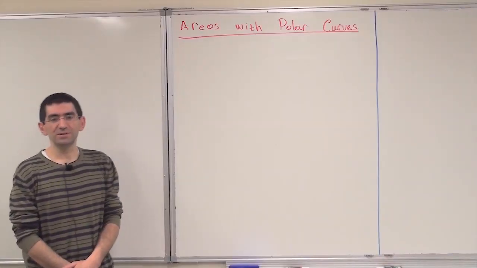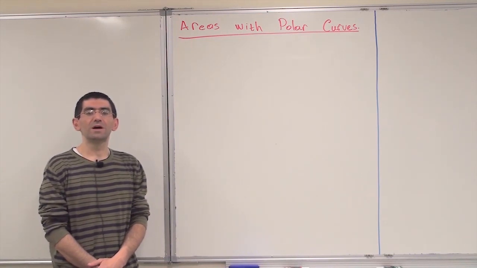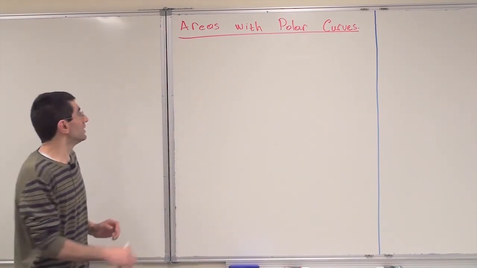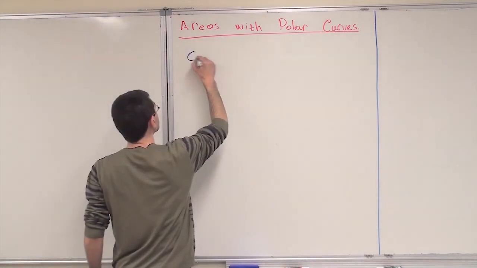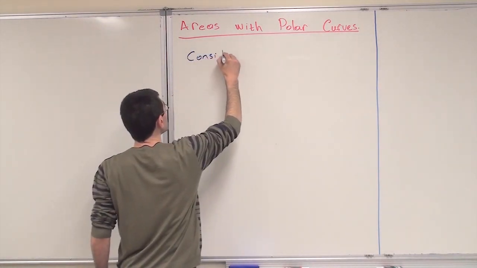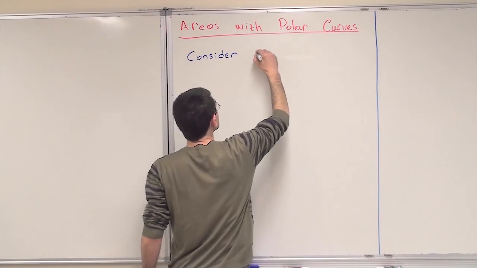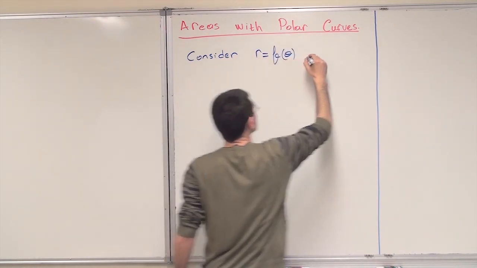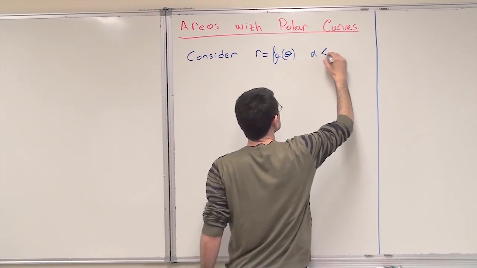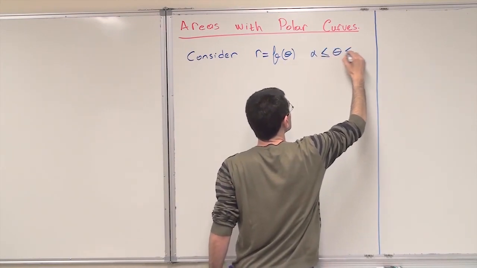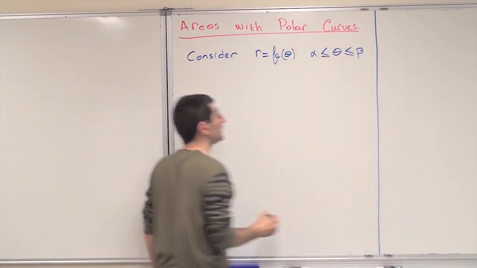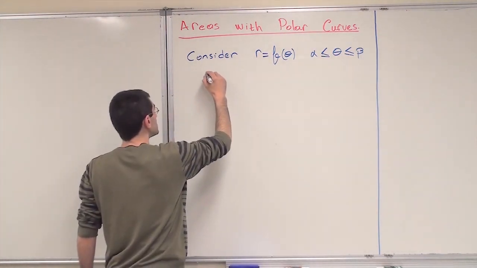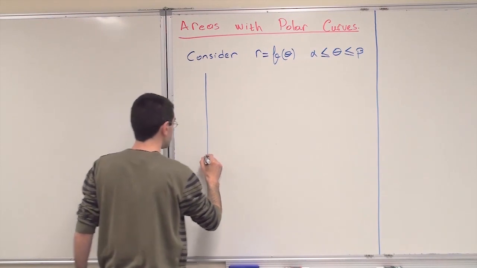Hello. In this video, we are going to talk about polar curves and areas. So, let's consider a polar curve r equals f of theta, where theta is between alpha and beta. Now, let us also roughly sketch this polar curve.